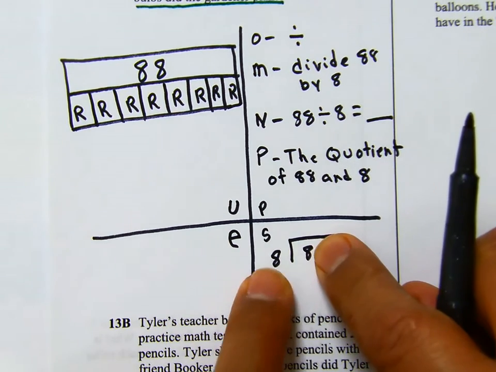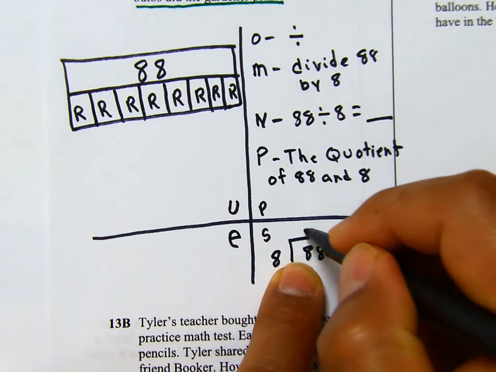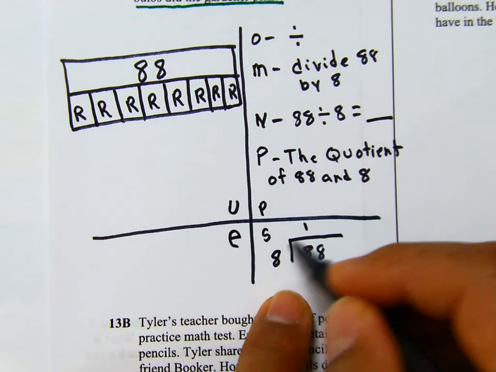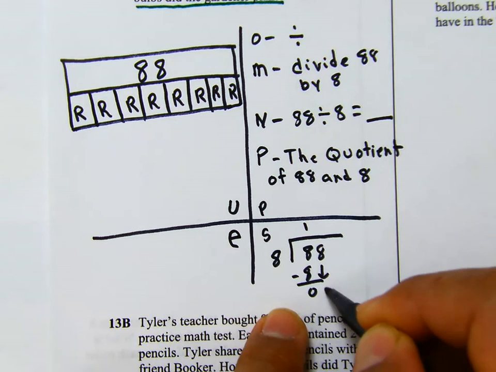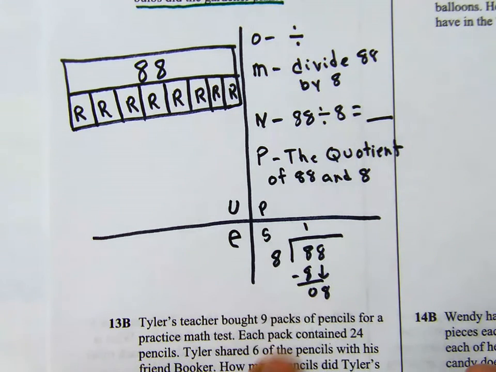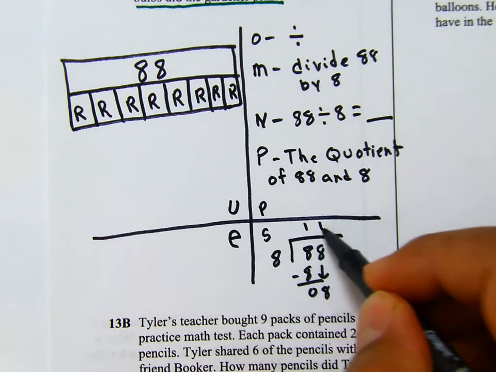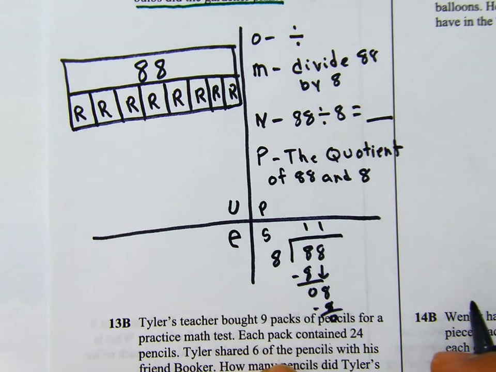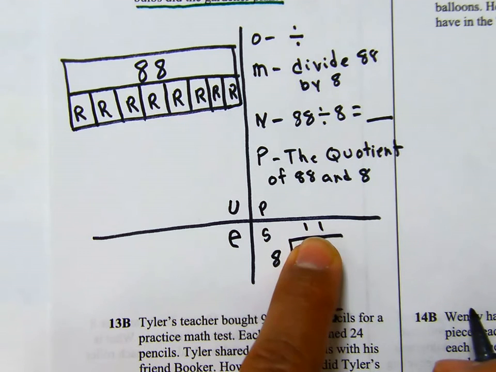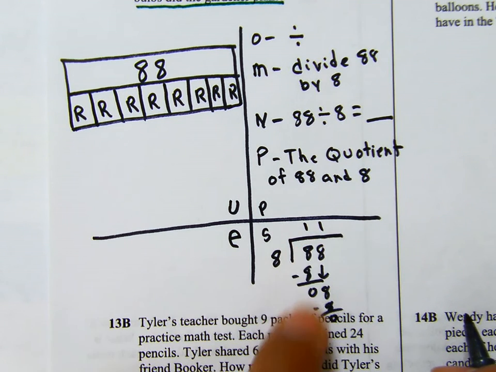Or I can ask, how many 8s go into that first 8? One 8 goes into that 8. Then 1 times 8 is 8, and we subtract, which gives us 0. Bring down the 8. Again, how many 8s go into that 8? That's 1. 1 times 8 is 8. I subtract, and it gives me 0. So my quotient is 11. My answer would be 11.